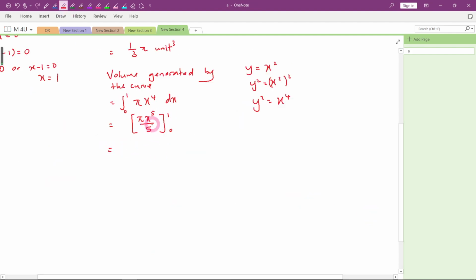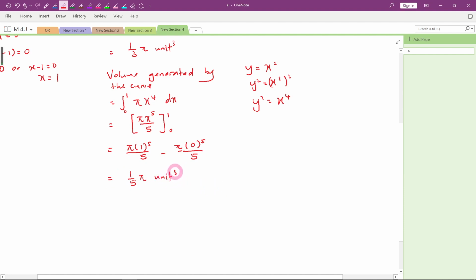Bring in the upper limit first. Pi times 1 power 5 over 5 minus pi times 0 power 5 over 5. So here will give you 1 over 5 pi. This will give you 0, right?